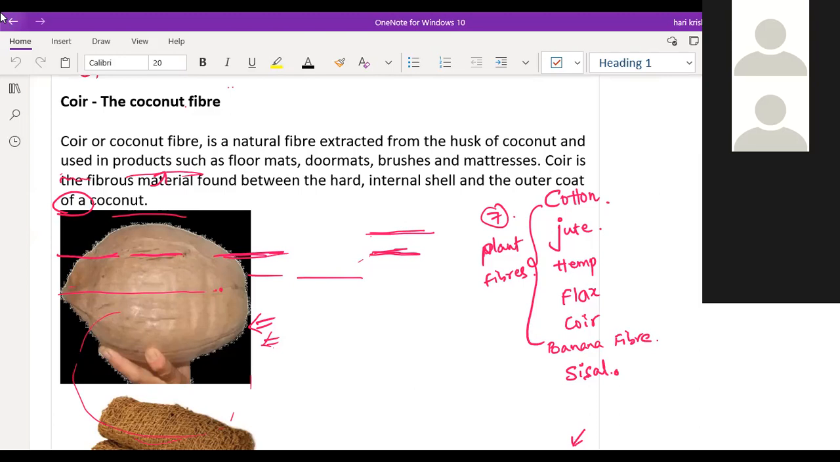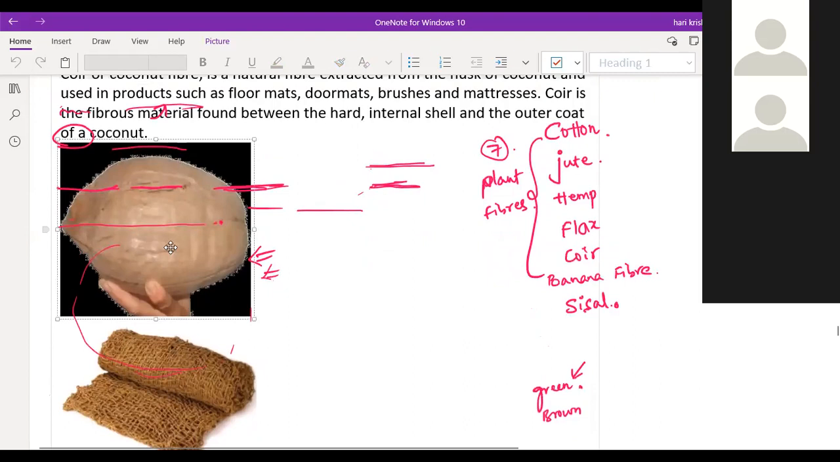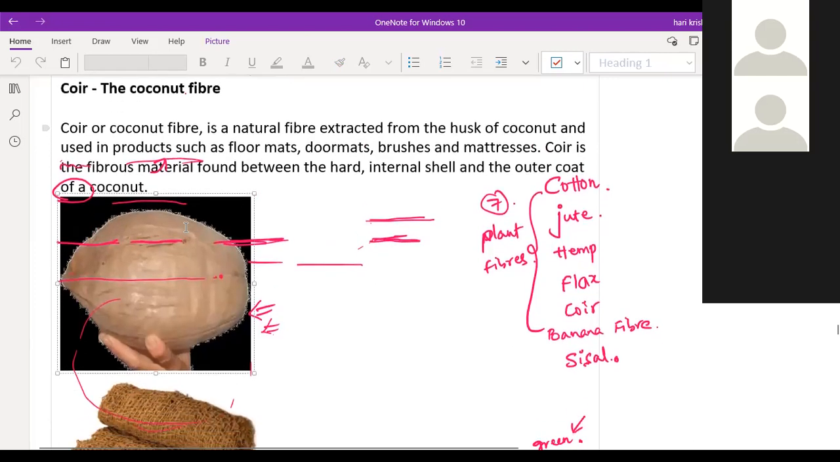Now can you identify the difference between this coconut and the normal coconut which you can see in the shops? Sir, there's no hair, sir. This coconut will have the hair on the top layer. Sir, what do you call that, sir? Coir, sir. The fiber obtained from the coconut plant is called coir. Sir, there's no process, sir. You just directly pull it out and you get coir.